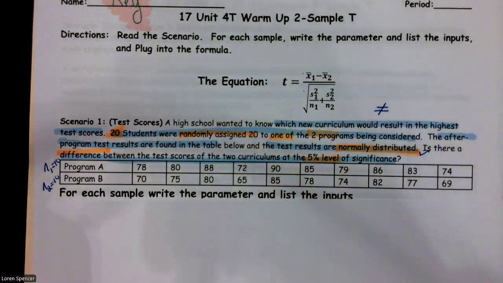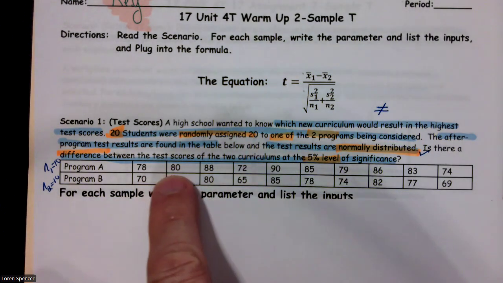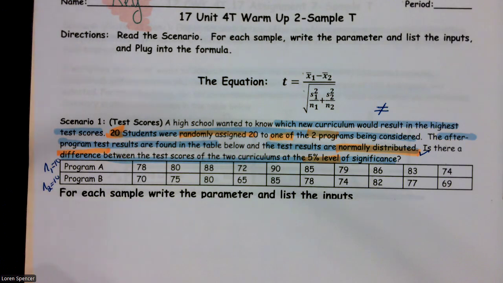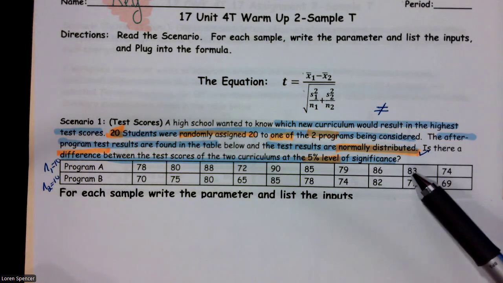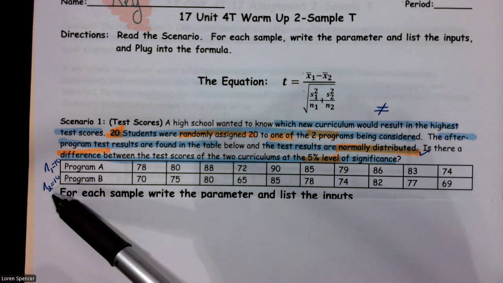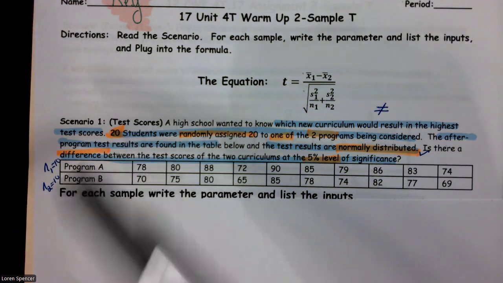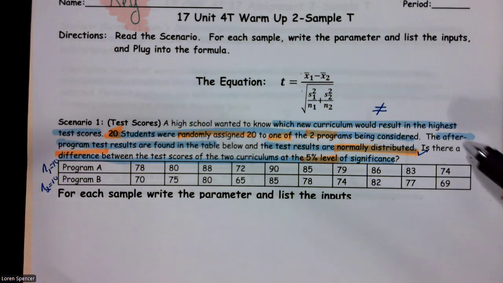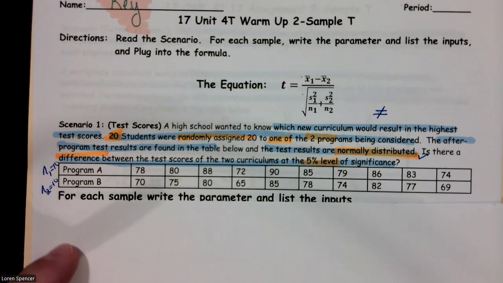Now it says 20, and if I count this up, I go 1, 2, 3, 4, 5, 6, 7, 8, 9, 10. So I have 10 for program A and 10 for program B, and 10 and 10 gives me 20. So that's where the 20 came from. So really there were 10 assigned to each program, and they were randomly assigned, and we'll get back to that in a moment.